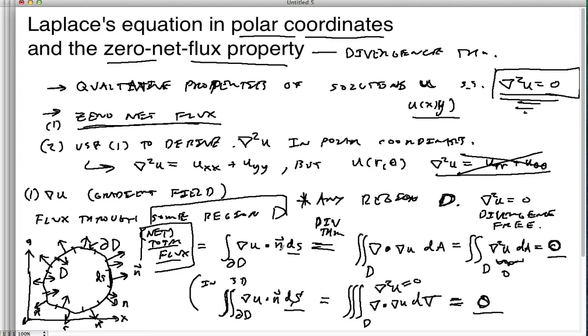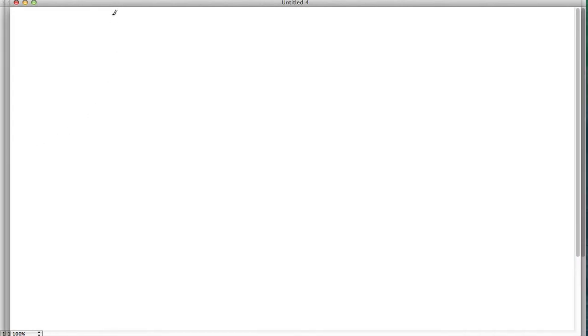Okay, so that's just a nice property of the Laplace equation. Now we're going to use this to achieve something else. So now, of course, we want to talk about polar coordinates. How do we write the Laplacian in polar coordinates? There's a straightforward way of doing it.